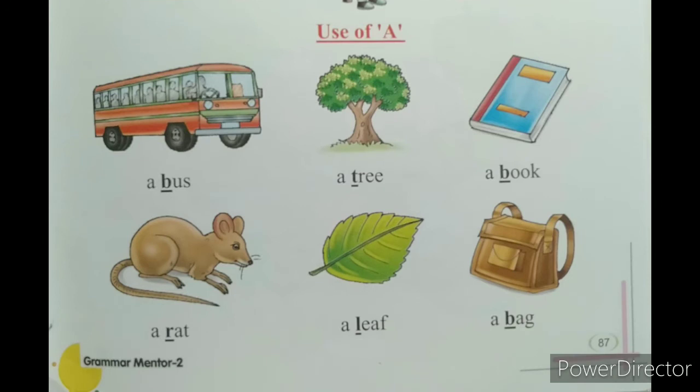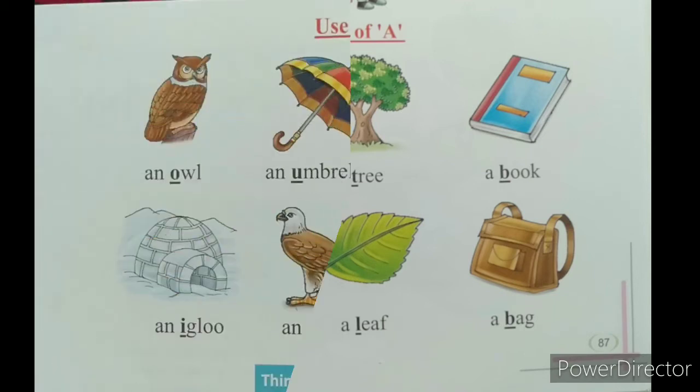Number 1, a bus. Here the noun bus begins with the letter B, which is a consonant. So we use the article a with the noun bus, as a bus. In the same way, example 2, a tree. Example 3, a book. Example 4, a red. Example 5, a leaf. And example 6, a bag.